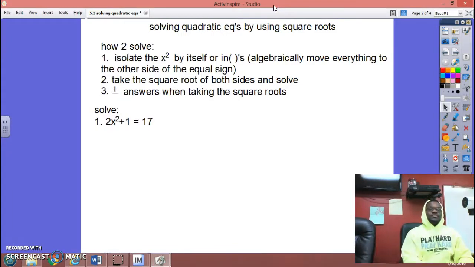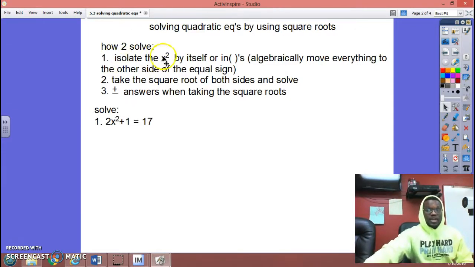Today, we're going to talk about solving quadratic equations using square roots. And here's the step-by-step process of how to solve them. First, we're going to isolate the x squared by itself. Or if the x is in the parentheses, then we isolate the parentheses by itself.